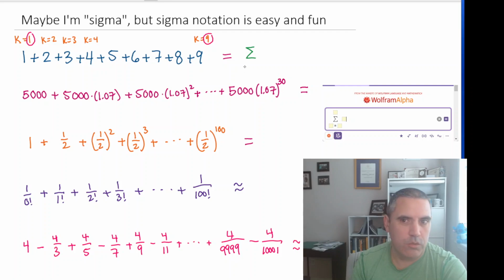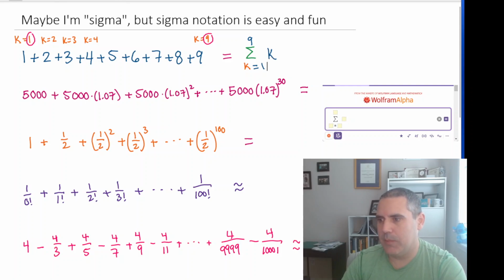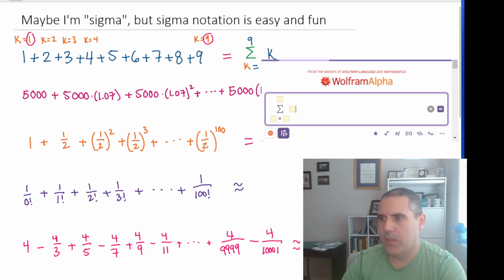You put the letter you chose. I chose to use K. Doesn't have to be. You put where you started, 1. You put where you ended, 9. And you put this in here. And it's nice someone created this because now we can type it in. Make this a little bigger.